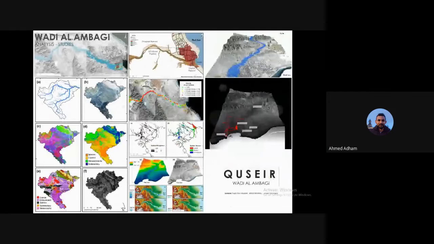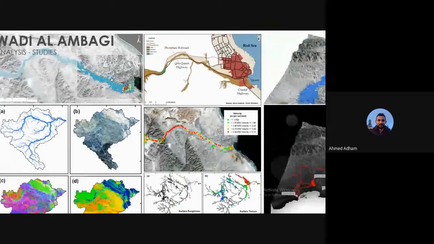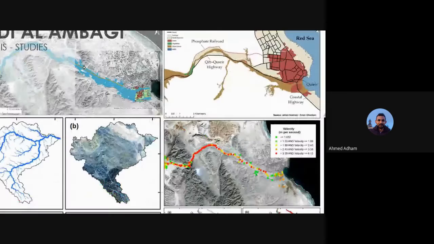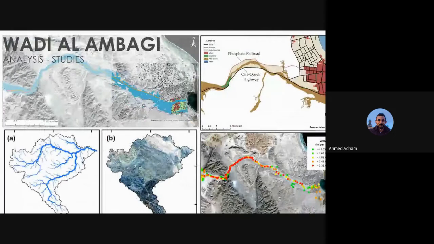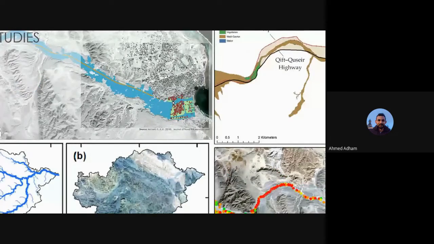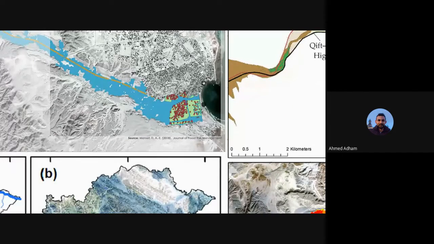Then speaking about the three areas of intervention, starting with analyzing Wadi al-Ambagi for better understanding of its downstream and the flash flood impact on the city. So here is a modeled flood map for the downstream area of the Wadi. Here is Fanadir Resort. Here is the historic core of the city. And in the red color are the informal settlements.